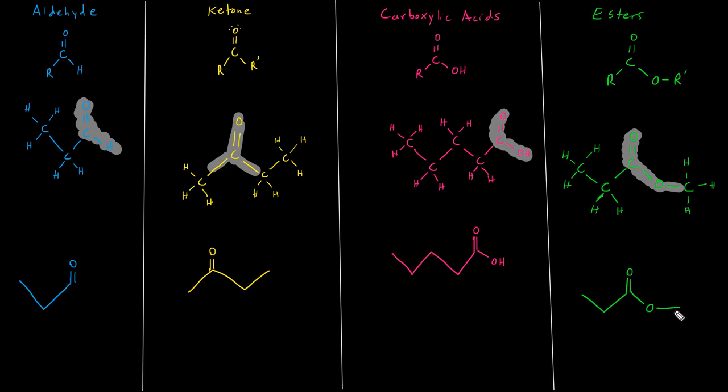Because remember, if it's just a line that goes nowhere, that's a carbon right here. So this is what this ester would look like as a skeletal formula. So we can recognize those structures.